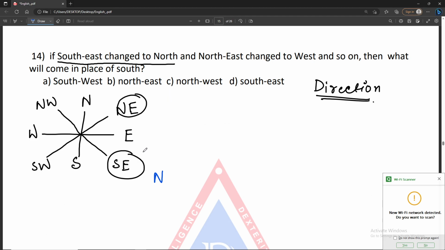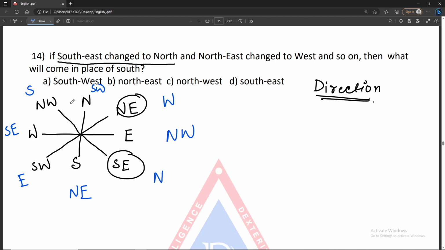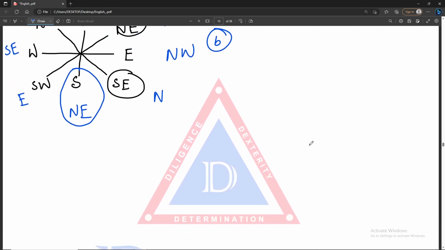Southeast changed to north, northeast changed to west, that means if it is north, this will be south, this will be east. If this is north, this is east, this will be northeast, this will be northwest, this will be southwest, and this will be southeast. So what does the question require? What will come in place of south? Northeast. So the option is northeast, option number B. Okay, let's go for the next question.